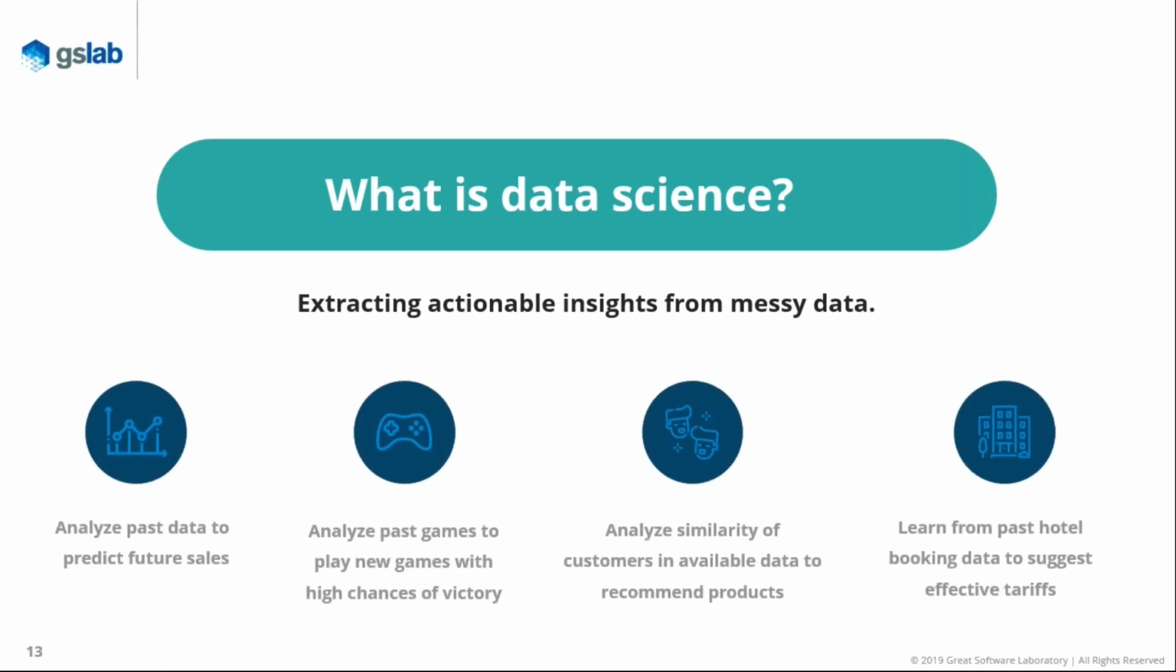A few of the examples are analyzing past data to predict future sales, or analyzing past games to play new games with high chances of victory, which is what we saw just now in the last few slides. Then the last one, fixing hotel tariff based on past data. So this can be a tricky one. If you have a hotel business and you want to decide the tariff, if you keep a very high tariff, you may not get any customers at all. If you fix the tariff at a very low level, then you may not make much profit. So here data science can come to your rescue and, based on past data, suggest to you what is the best tariff for the maximum profit.